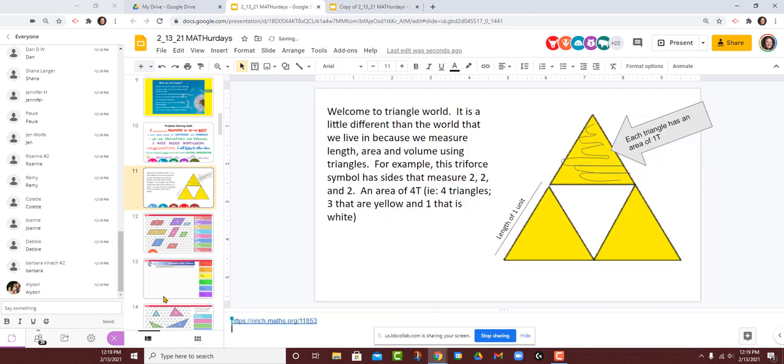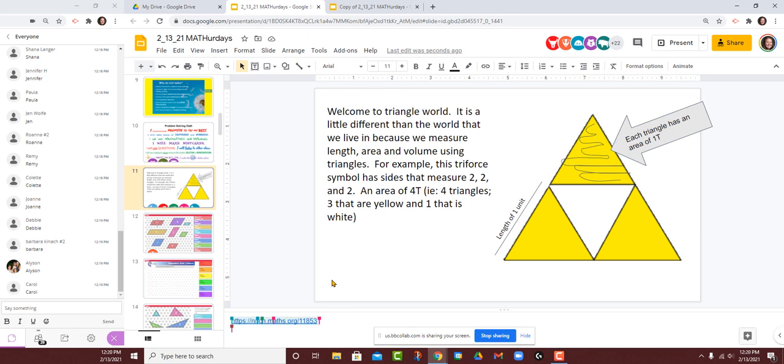So in my family, we're big Legend of Zelda fans. And in this task, it looks at the Triforce, which looks like this little symbol on slide 11. And today you are going to be in triangle world. It's a little different than the world we live in because we measure length, area, and volume using triangles. For example, this Triforce symbol has sides that measure 2, 2, and 2, and it has an area of 4 T's.